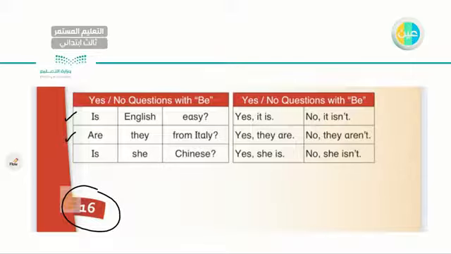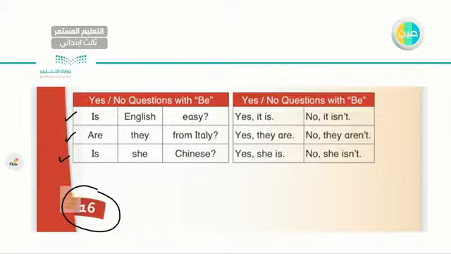Are they from Italy? Yes, they are. No, they aren't. As I told you, my dear student, these questions require yes or no answers. The last one I have is: is she Chinese? Yes, she is. No, she isn't. Let's go with reading. Let's read the questions together.